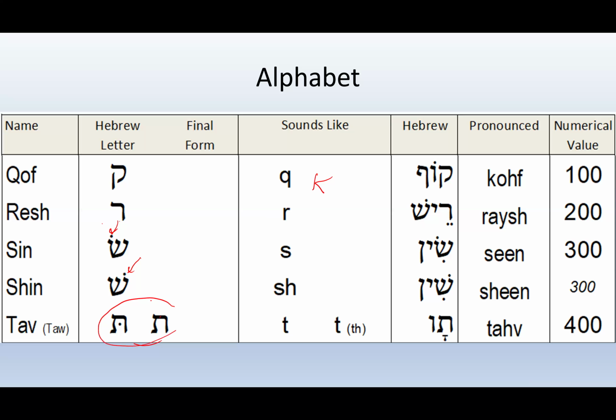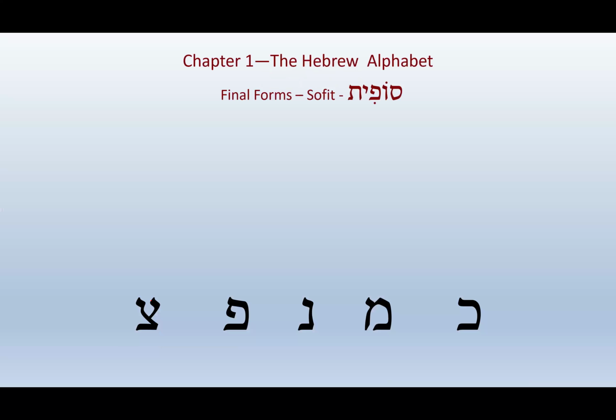Both of those are given a T sound. So just remembering that the Sofit, Sof means end. End in the sense of like it could be a finish line or just the end of a thing. For instance, the punctuation in the Hebrew text has a mark called the Sof Pasuk. That means the end of the verse. Sof Pasuk. Sof is the end.